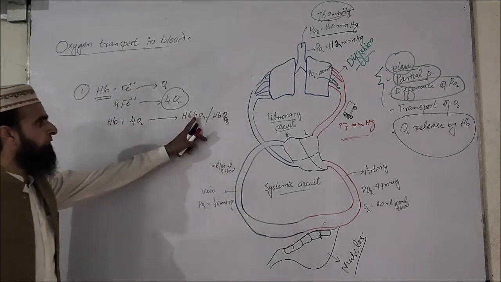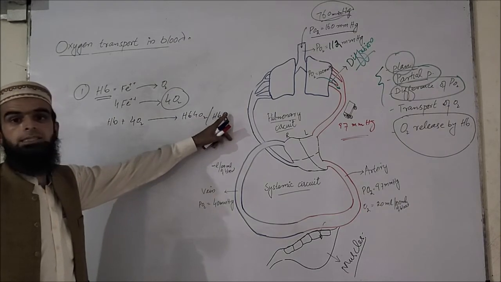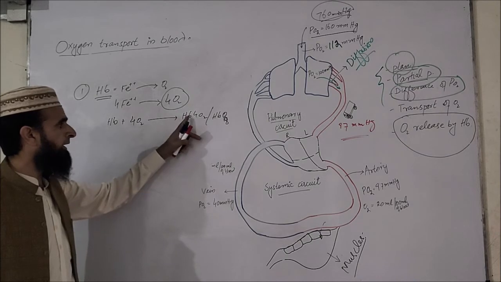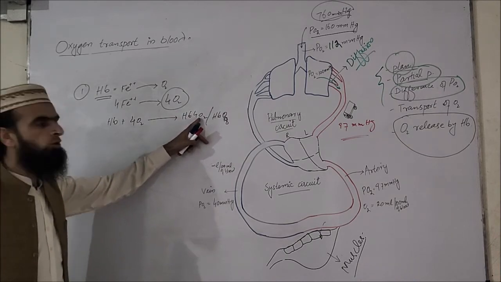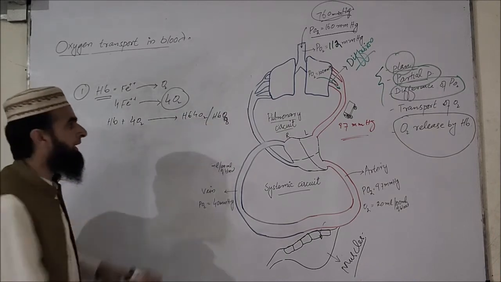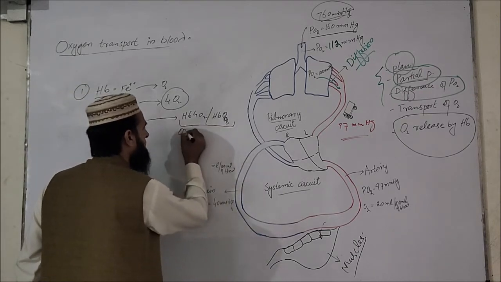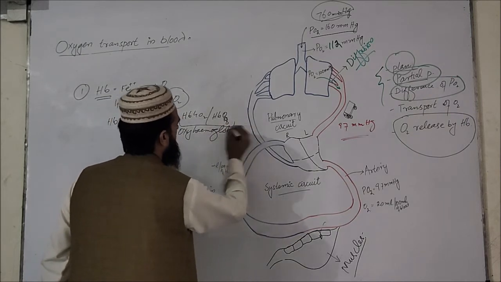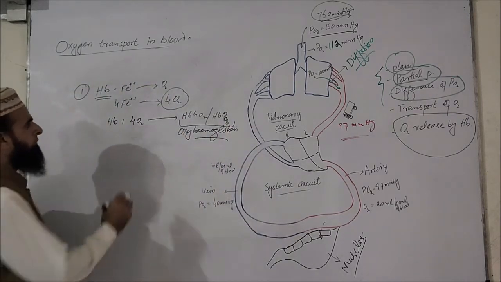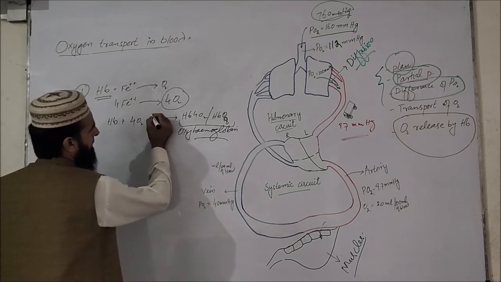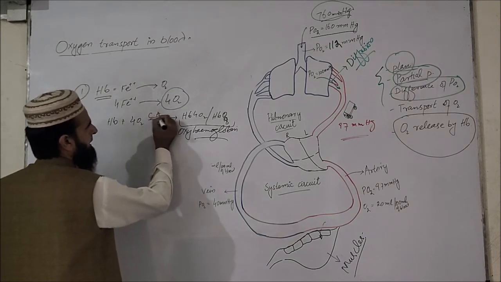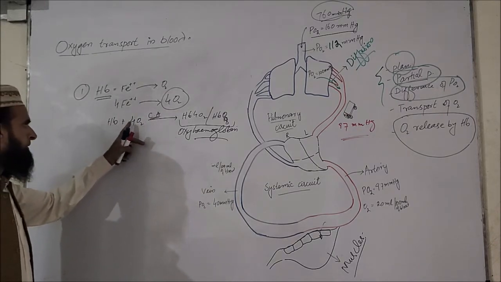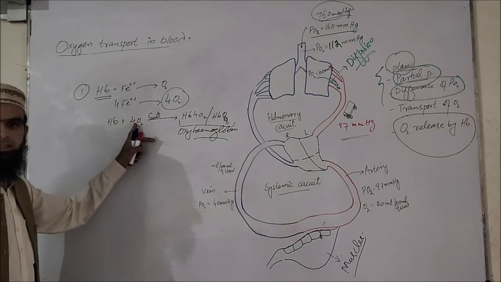HbO8, because there are 4 oxygen molecules or 8 oxygen atoms. So this form of the hemoglobin, to which 4 oxygen molecules or 8 oxygen atoms have been added, is called oxyhemoglobin. This phenomenon is followed in the presence of a special kind of enzyme called carbonic anhydrase. Carbonic anhydrase enzyme is used here because in its presence hemoglobin receives 4 oxygen molecules.